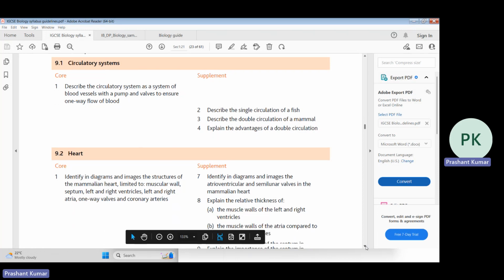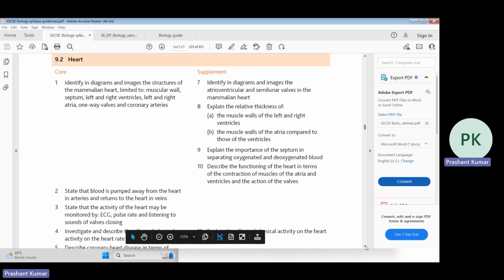In 9.2, we'll discuss the structure of the heart, identifying the diagram and the image of the structure of the mammalian heart, limited to the muscular wall, that is the septum. Then we have left and right ventricles, left and right atria, one-way valves, and coronary arteries.